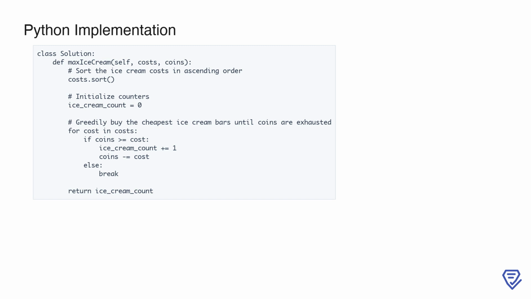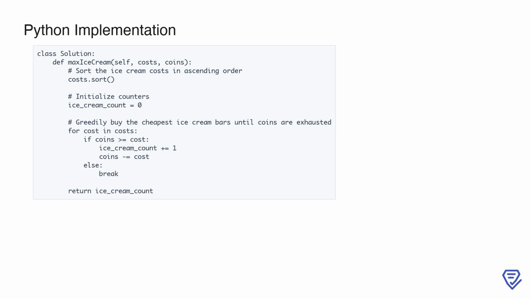4. Returning the result. After exiting the loop, the ice_cream_count variable contains the maximum number of ice cream bars that can be purchased within the budget. This value is returned as the final result. This approach is efficient, with a time complexity of O(n log n), due to the sorting step, where n is the length of the costs list. The subsequent iteration through the sorted list has a linear time complexity of O(n), making the overall runtime dominated by the sorting step. The space complexity is O(1), as no additional space proportional to the input size is used.